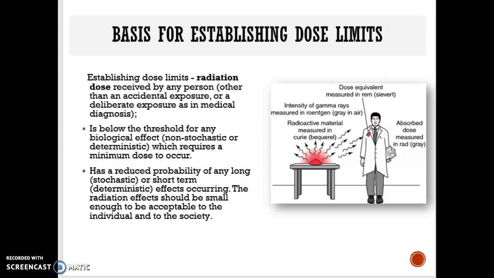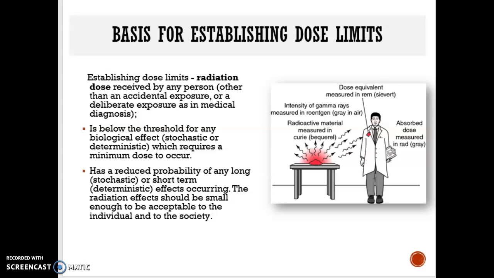Dose limits only apply to radiation received by a person that is not exposed to radiation for medical reasons, like for a diagnosis or for a treatment, or is not accidentally exposed to radiation, like a Chernobyl accident or Fukushima. So these dose limits do not apply to those people. Dose limits are applied below the level or the threshold at which biological effects would occur, and those biological effects refer to stochastic or deterministic. So once again, establishing those dose limits should be below those levels.